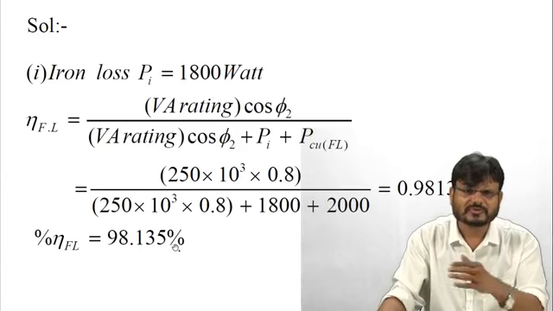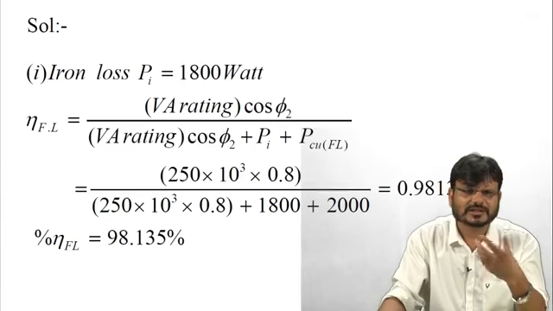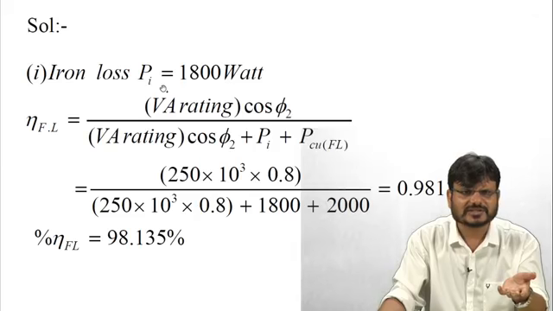So all the formulas have already been discussed. From the given question, you extract what parameters are given. So what parameters are given? The iron losses, that is Pi, which is 1800 watt. So the efficiency at full load is equal to what?